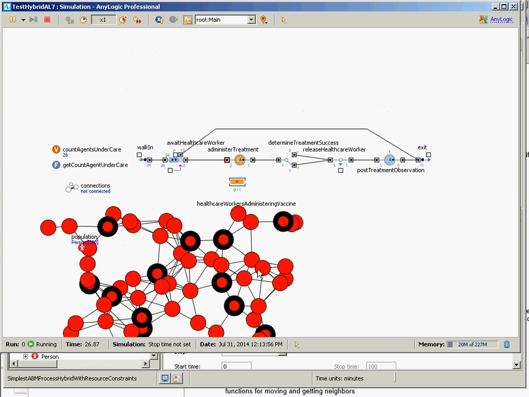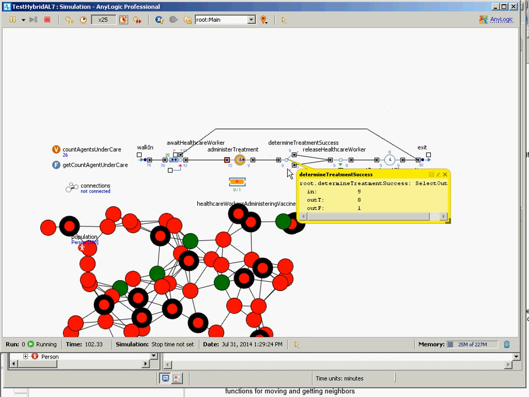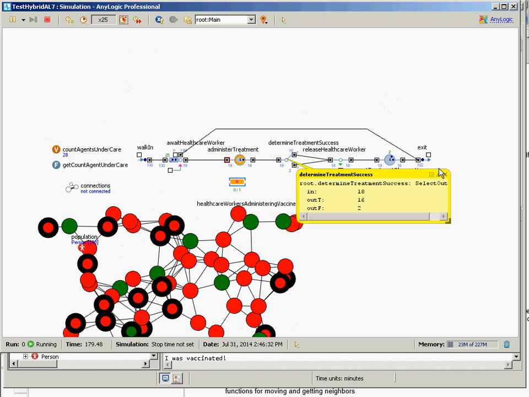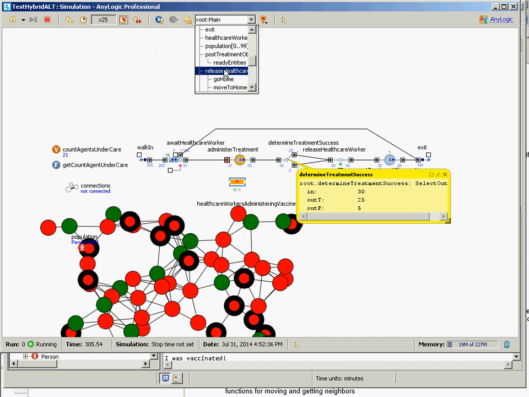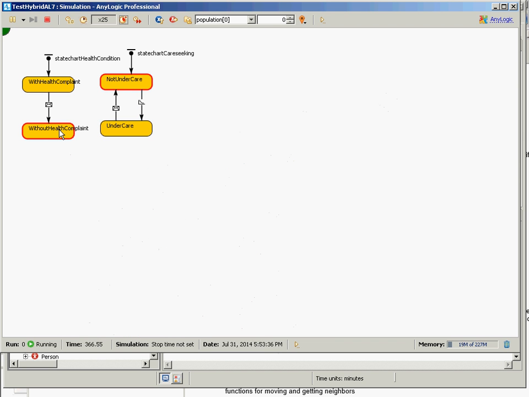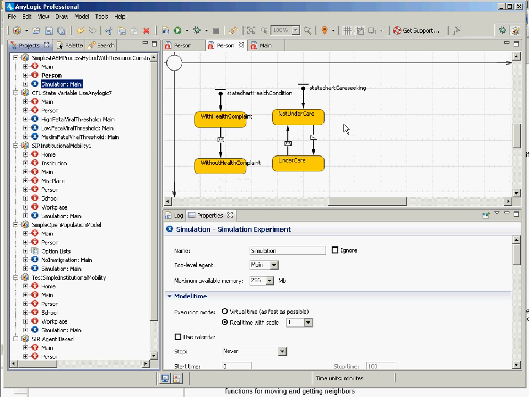Here 8 have been successfully treated, but there are 1 or 2 treatment failures, and that's causing some people to not be properly treated, and therefore they're not going back to the state without the health complaint. So this person we're seeing here may simultaneously not be under care right now, while other people will be under care and going through the healthcare process. So this is a hybrid model between agent-based modeling, capturing people's movement within the facility or within the population, and discrete event modeling, capturing their movement through this process.